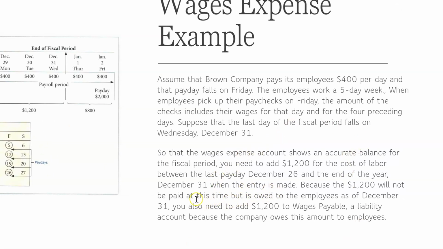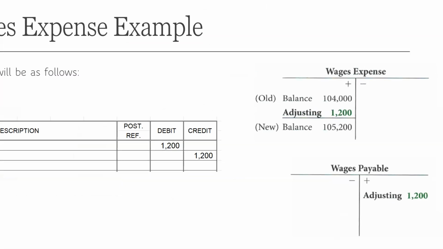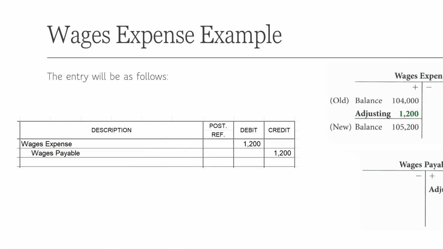The $1,200 will not be paid at this time, but is owed to the employees as of December 31st. And that's where that wages payable comes in that I talked about, which is the liability. So let's take a look at this, what it actually looks like. So we have a debit to wages expense in the amount of $1,200. It's very important to note, and I don't have the date on here, but this is recorded on December 31st. Okay, so we have a debit to wages expense in the amount of $1,200 and then a credit to wages payable. Okay, we incurred the expense and it's a liability that we're going to have to pay off.